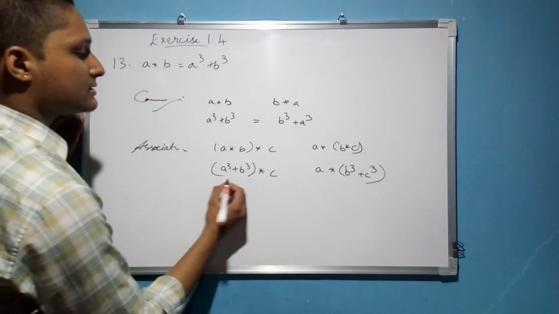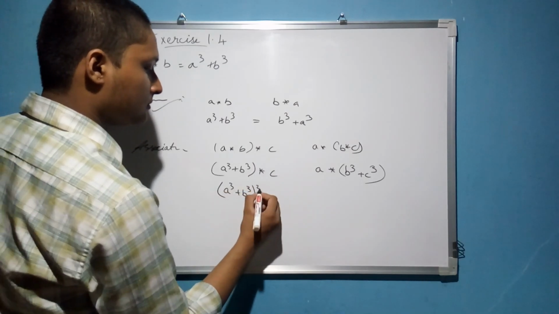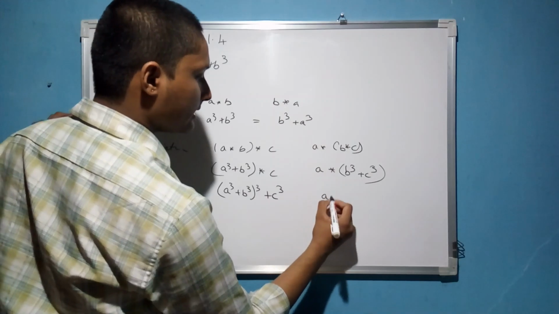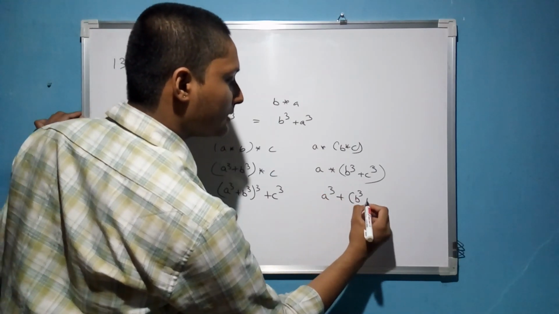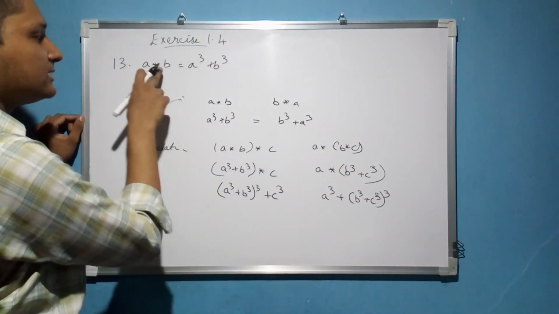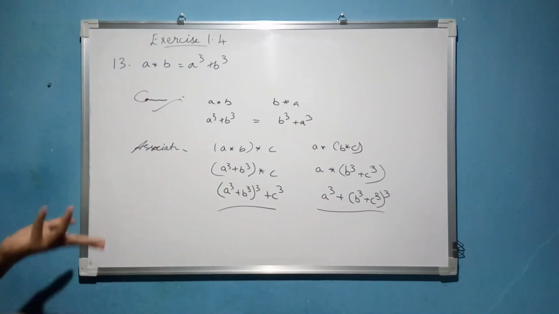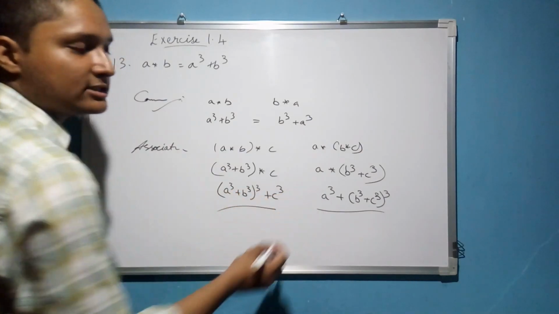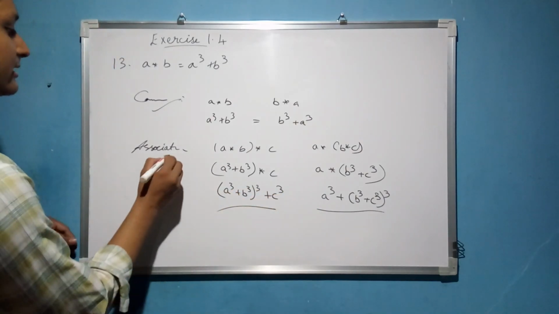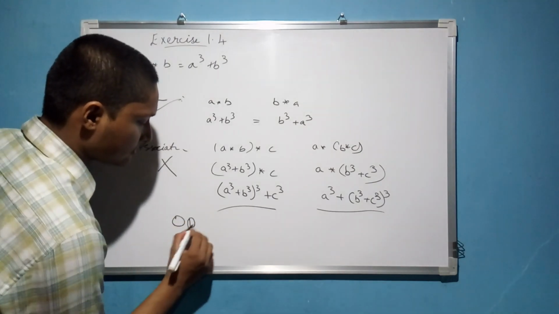Now this is first cube plus second cube, that is (a cube plus b cube) whole cube plus c cube. And this is a cube plus (b cube plus c cube) whole cube. That's what it means, the first term cube plus the second term cube. Just by seeing, you can understand that they are not going to be equal, because here you have a cube whole cube, that is a raised to 9. Here there is no term of a raised to 9. Therefore it is not associative. The option which says that it is commutative but not associative is option B. Option B is the right answer.